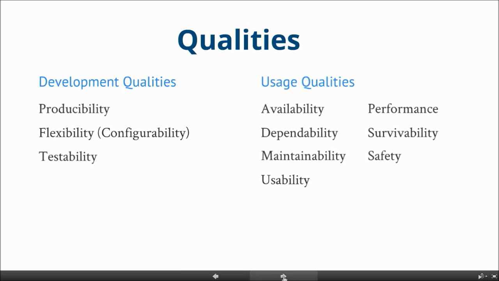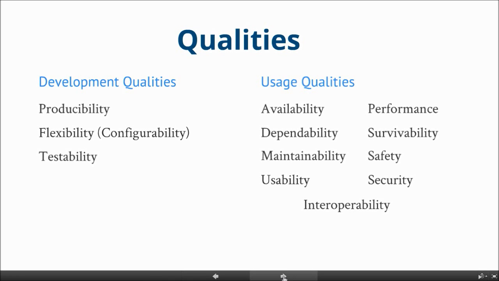Safety, again, not too much, doesn't relate too much to software, except for software you may translate this into privacy. There may be privacy qualities or actually constraints that you have to deal with. Security, same thing.